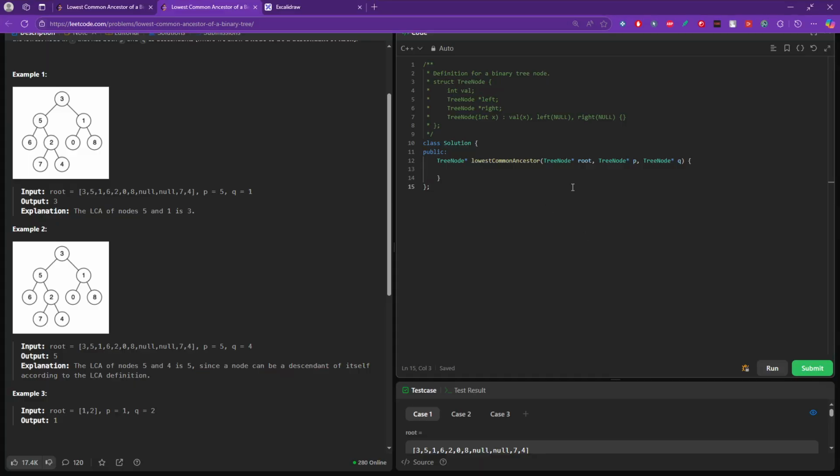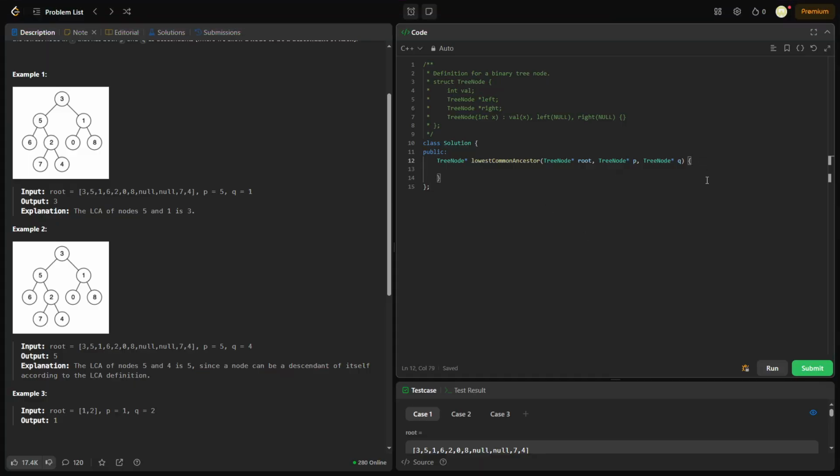Okay, so let's code this up. We're going to do this recursively. Remember, we're going to say if there's nothing at the root, then we can just return null. Now if we find P or if we found Q, we can just return the root, right? Because we found them.